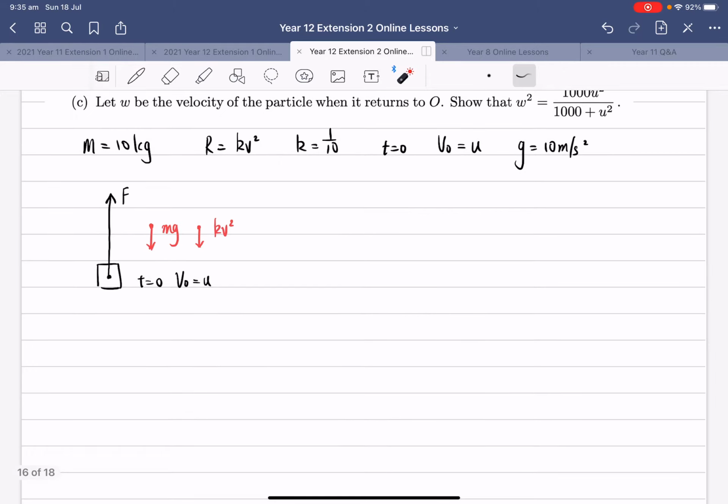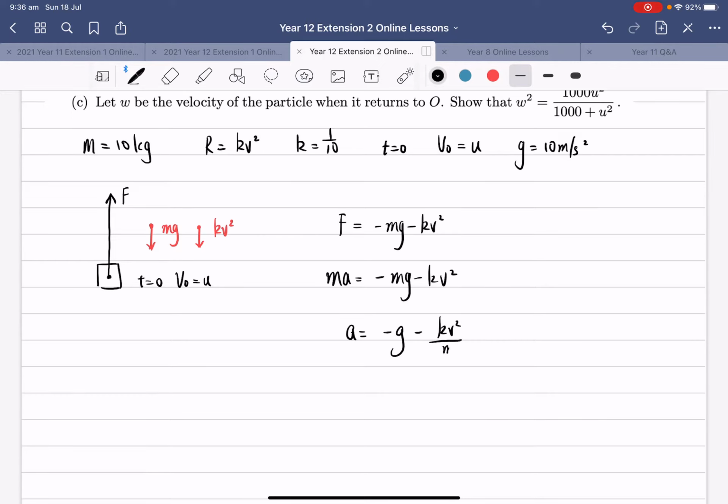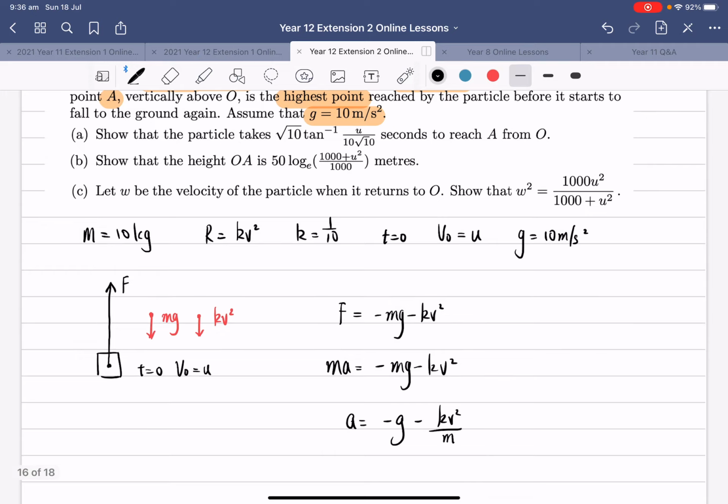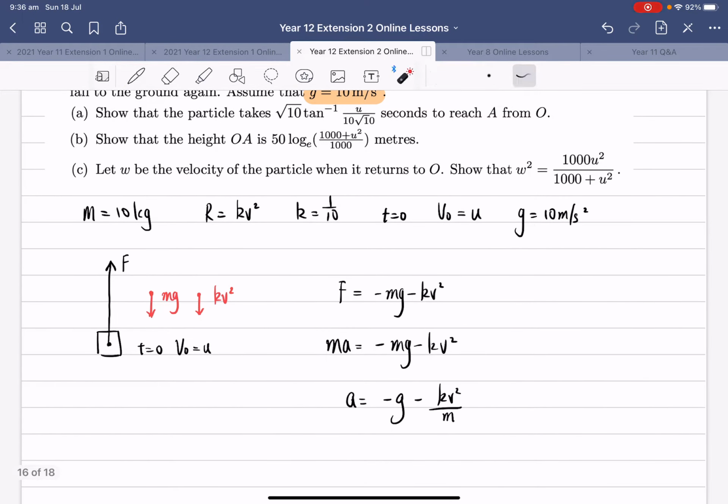So it's kV squared. Just be careful about this one. First step, we need to write down the equation of motion. F is equal to, we've got two forces that go down, so negative mg minus kV squared. Then ma is equal to negative mg minus kV squared, and we can divide both sides by m, so a is equal to minus g minus kV squared over m. That's the acceleration. Once we have the acceleration, let's look at what the question requires us to do. We need to find the time for the particle to reach A from O. The highest point is A, which means the velocity is equal to 0.